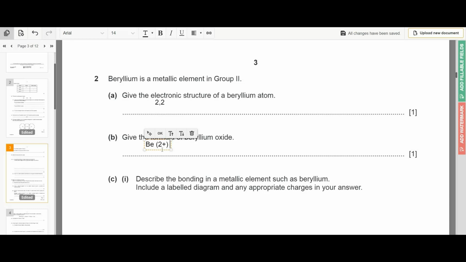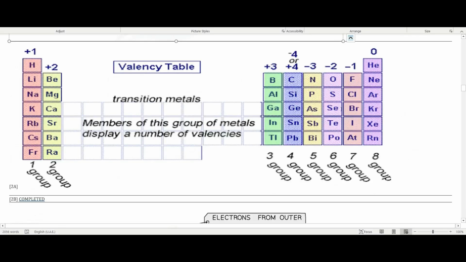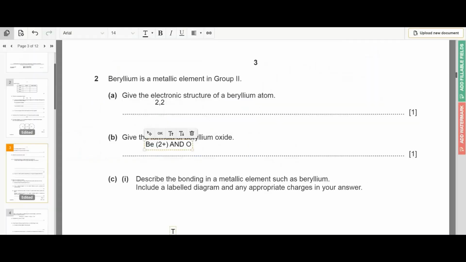And oxygen has the chemical symbol O, and it has a valency of 2 minus, because you can see that it's in the 6th group, and it has a valency of -2. So we can write here the 2 minus. Now, what is the next step?